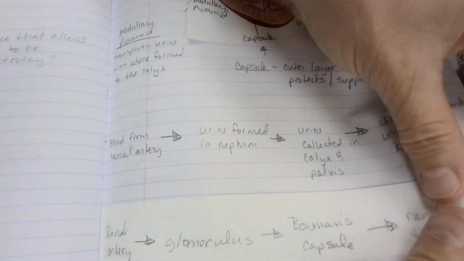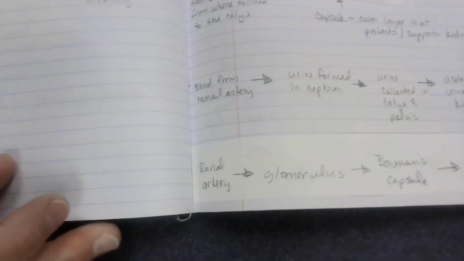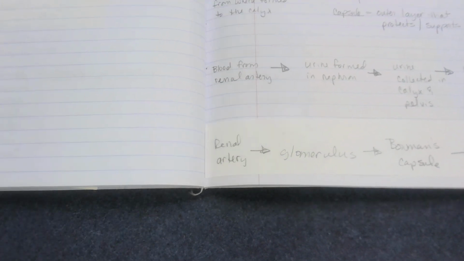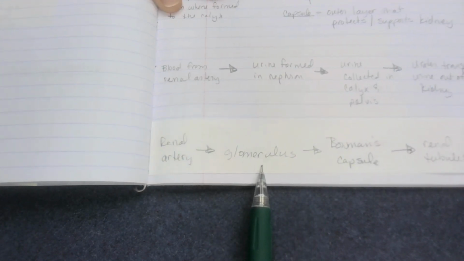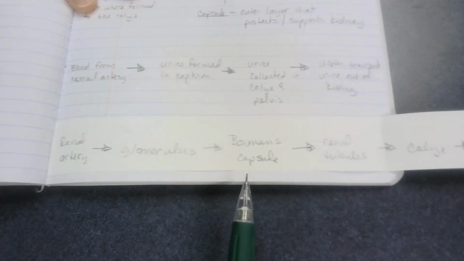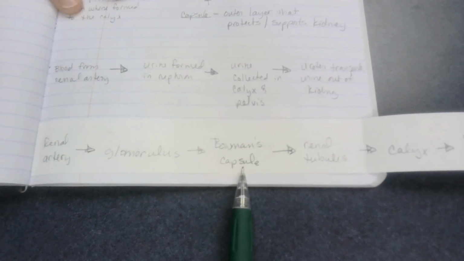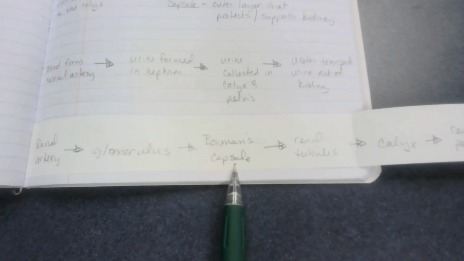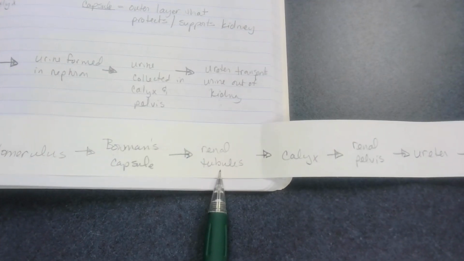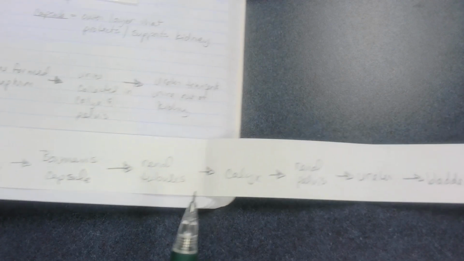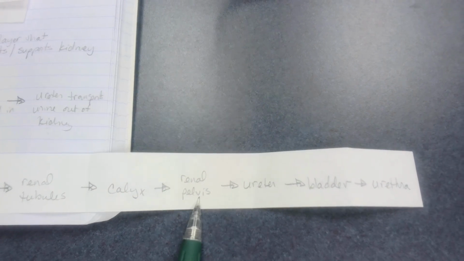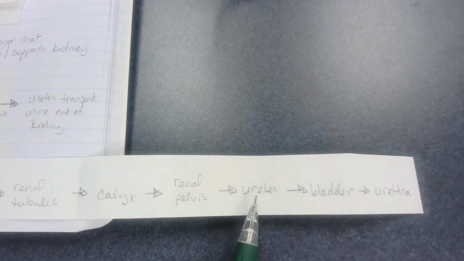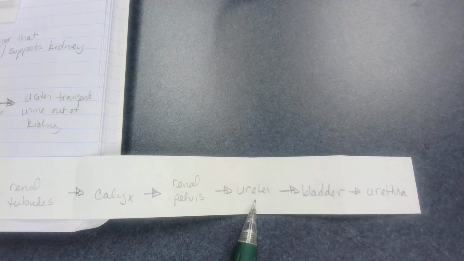If we don't make that quite so simple, and knock it down a little bit more and look at it in more detail: start with the renal artery. Then we travel to the glomerulus. Then it goes through Bowman's capsule. Then the renal tubules. Then the calyx. The renal pelvis. Out of the kidney via the ureter.